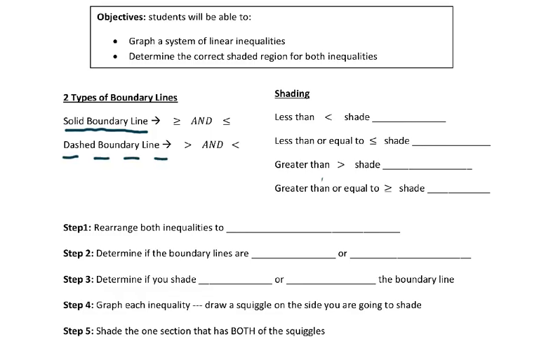We also have the less than symbol, which means shade below. Less than or equal to means shade below. Greater than is above, and greater than or equal to also above. All right, so the steps.